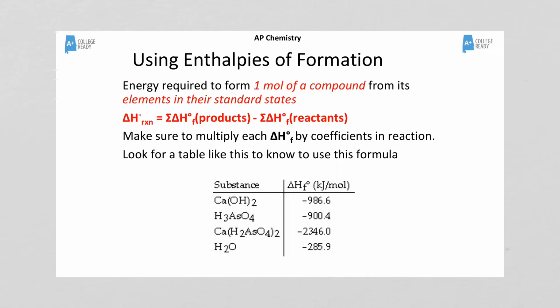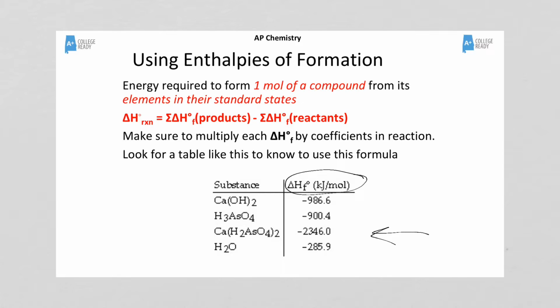Another way to calculate delta H is if we're given enthalpies of formation. These would be in the form of a table. We would have a reaction. We would be asked what's the enthalpy for the overall reaction. Occasionally, maybe they'll give you the enthalpy of the reaction. They might ask you to solve for one of the individual enthalpies of formation.